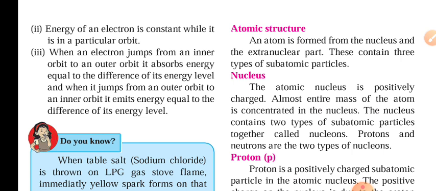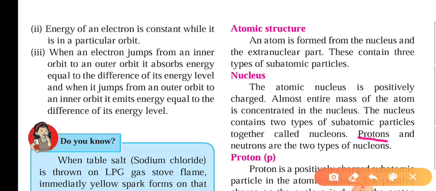And inside that nucleus, we have two types of subatomic particles. Subatomic particles means particles which are a part of an atom. That's why they are called subatomic particles. Two subatomic particles, named the proton and neutron, are present in the nucleus. They are labeled over here. You can see they are protons and neutrons, and these two types of nucleons or subatomic particles are present in the nucleus.